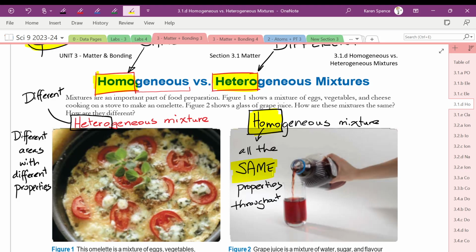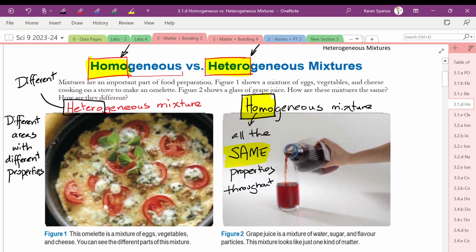You've got the liquidy part, and then you've got the pulp, which is solid. Yes? So there are different areas, even if they're quite small, even if it's been mixed up well, the pulp is floating around, you could still separate it out, right? Very easily. Yeah, they have different densities, they're different states. The pulp is solid, the juice is liquid, right? So that would actually be a heterogeneous mixture if you have pulp in your orange juice, okay? But if you got rid of the pulp, that would then be a homogeneous mixture.